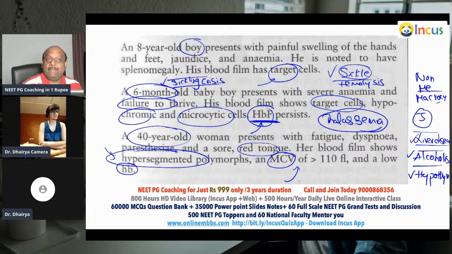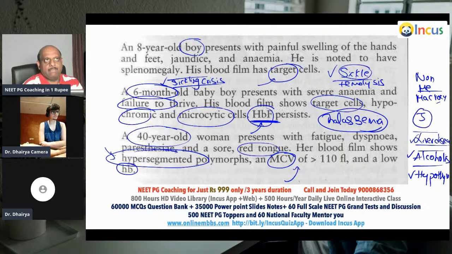And the importance of hypersegmented neutrophil, we should always remember. Even one single hypersegmented neutrophil, that is diagnostic of megaloblastic anemia. Even one single hypersegmented neutrophil. It is such a characteristic feature of the megaloblastic anemia. Another common thing we need to remember is always look at the knuckles.